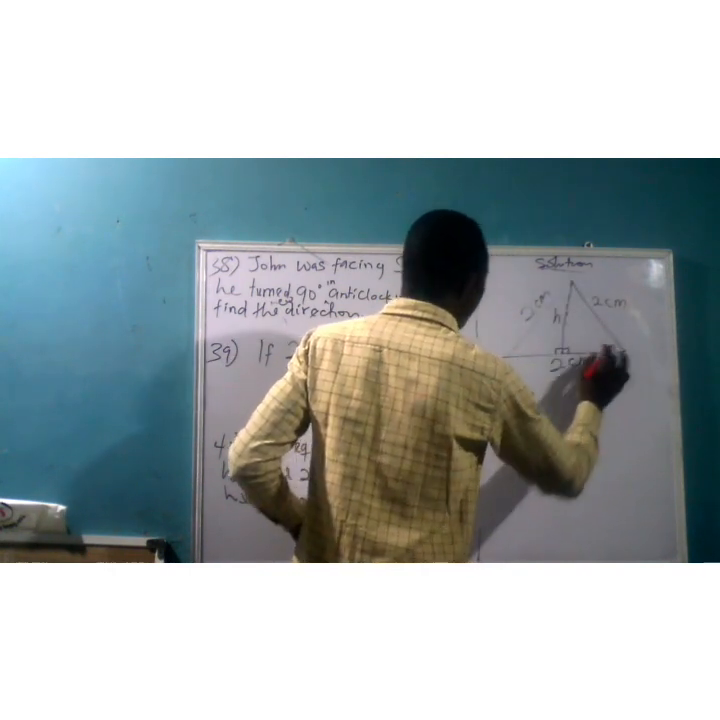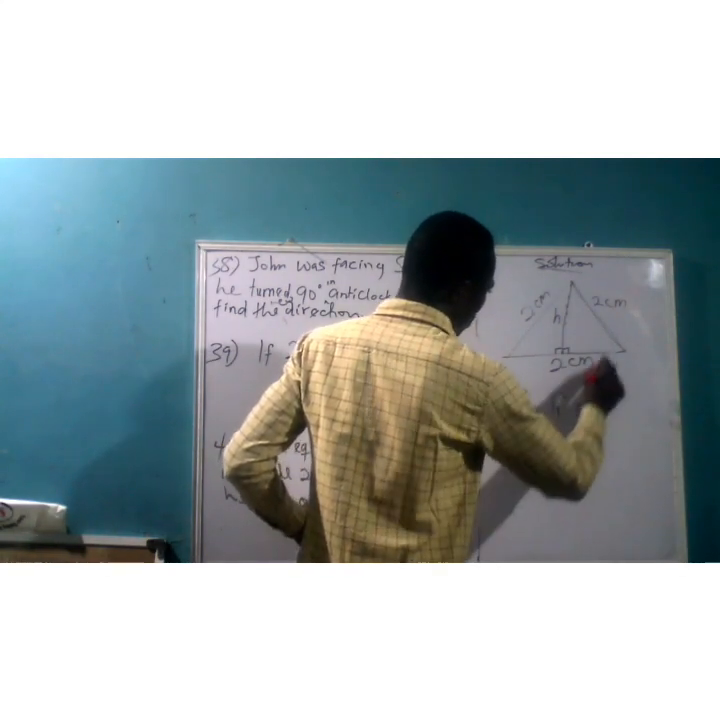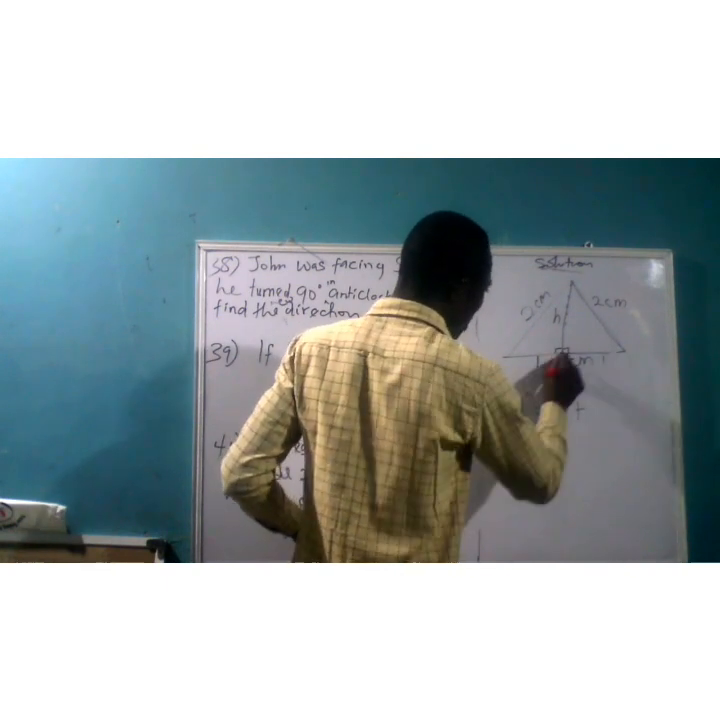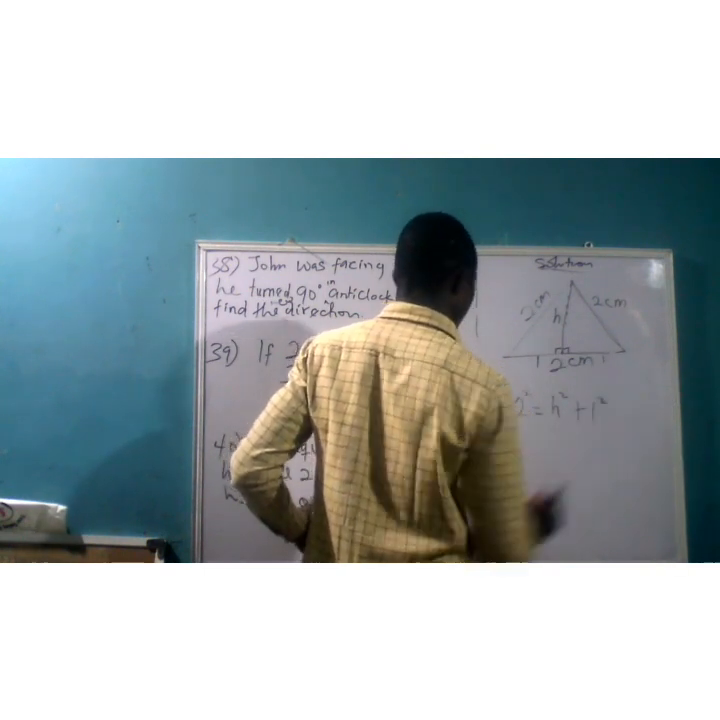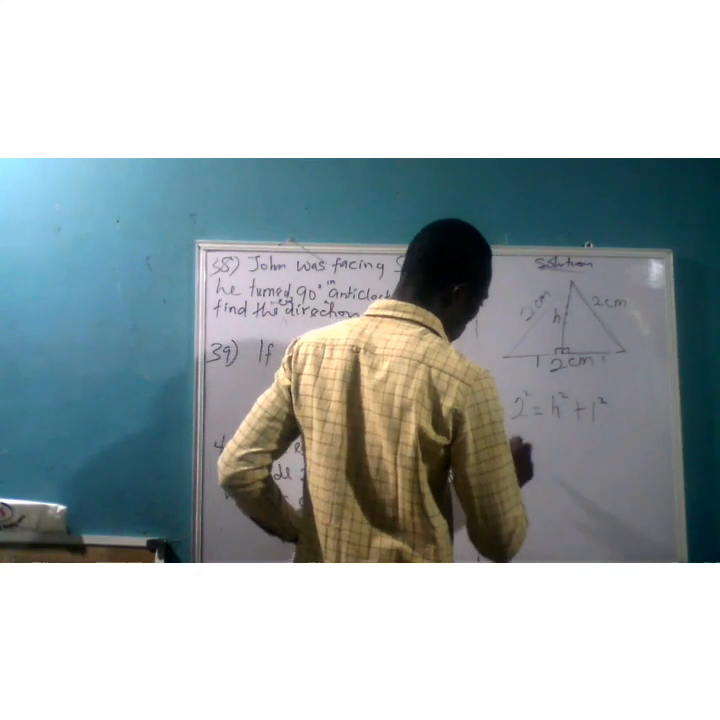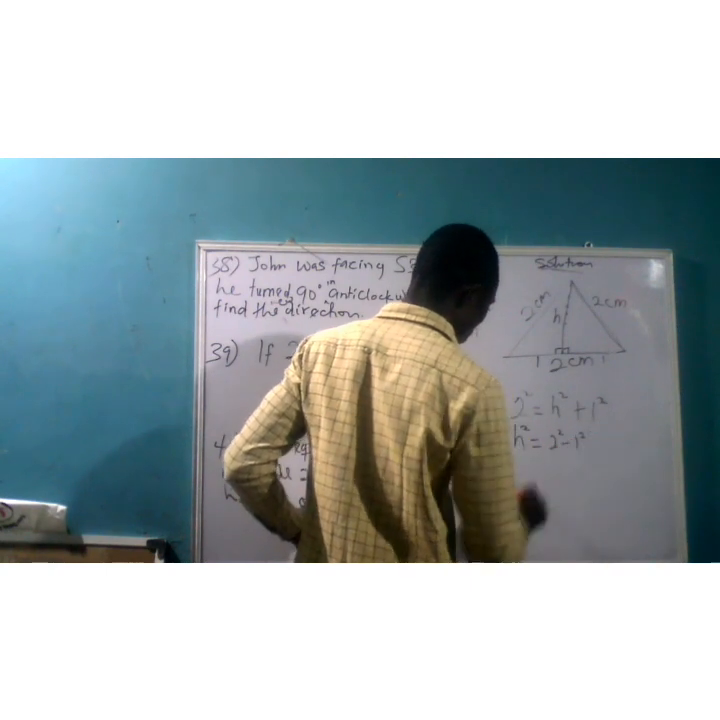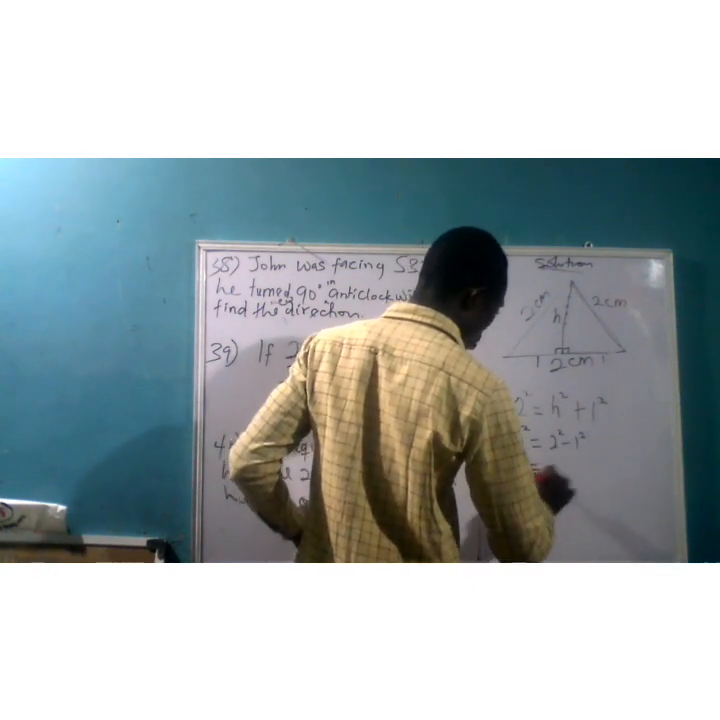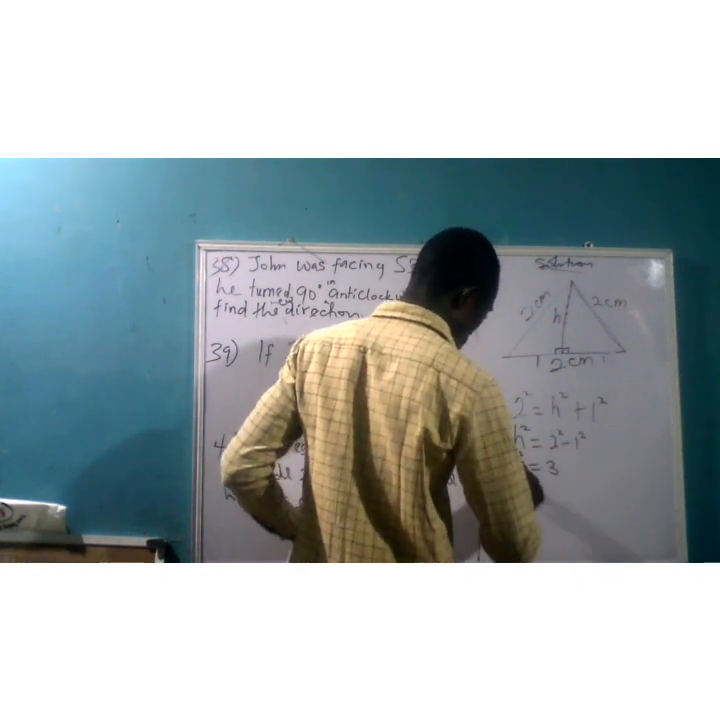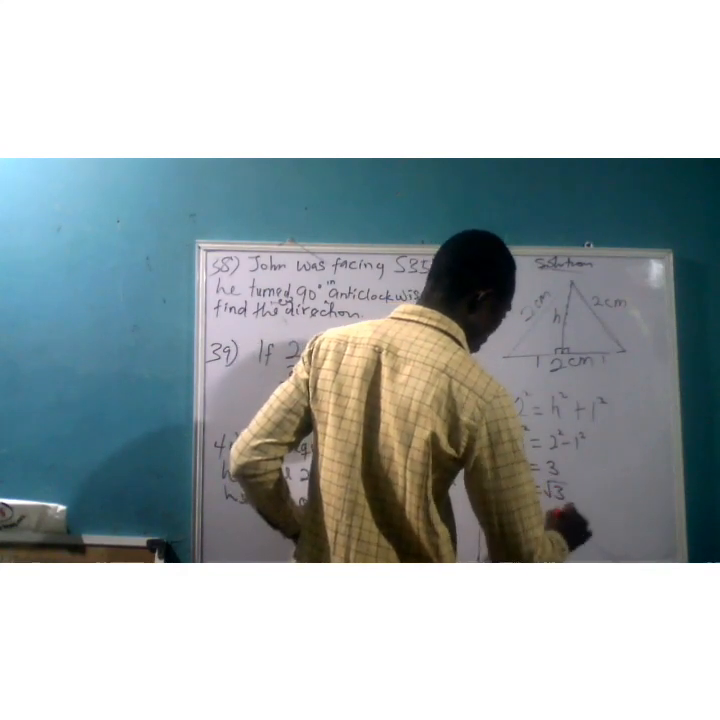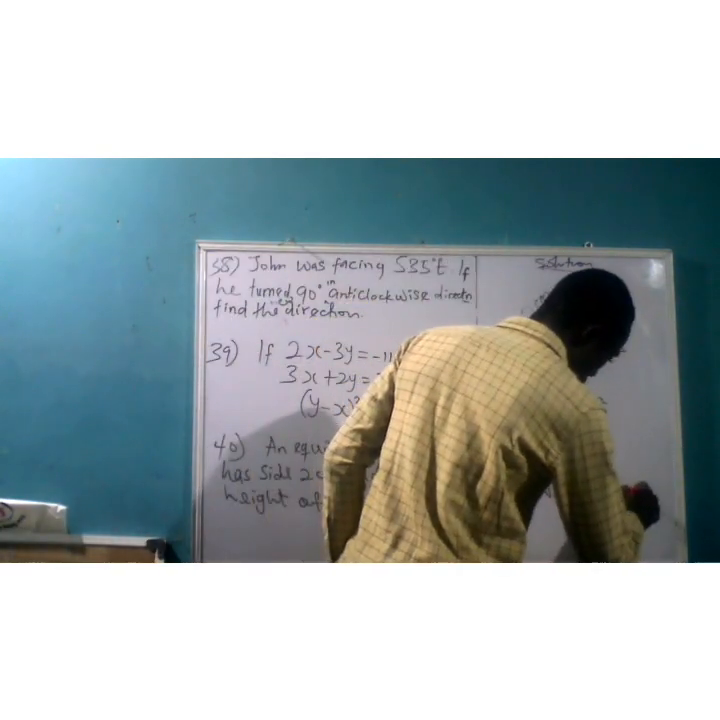Now that's what I'm using. Okay, that will be h squared plus, here will be 1, here also will be 1. Since the whole thing is 2, half of it will be 1. Okay, plus 1 squared. And if you simplify this further, you have h squared equal to 2 squared minus 1 squared. 2 squared will be 4, 1 squared will be 1, 4 minus 1, that is 3. Therefore you have h equal to the square root of 3. That's square root of 3 centimeters. Okay, that is option C. Option C is the correct option.